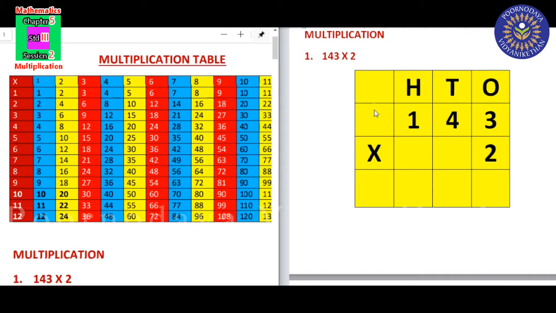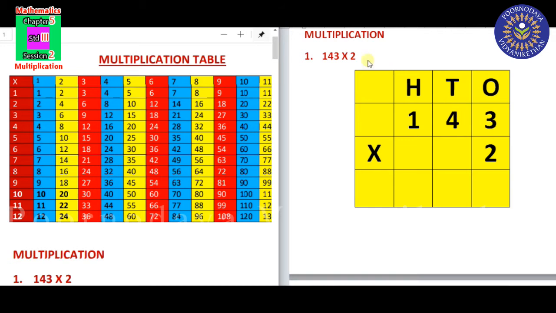Now we are going to learn multiplication. Here we have to multiply these two numbers. Can you see the numbers? 143 into 2. We have to multiply 143 by 2. So first we have to arrange the digits of the numbers in their exact position. 143 is a 3-digit number, so ones place, tens place and hundreds place. We need a table like this.